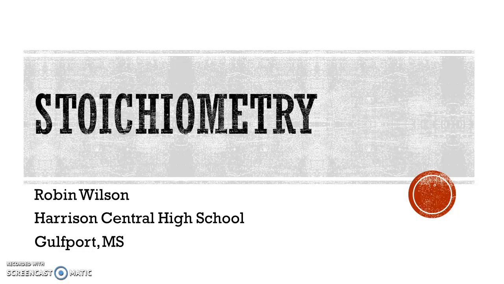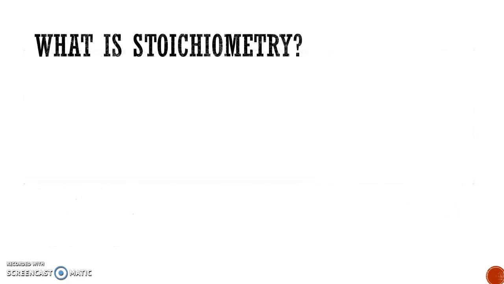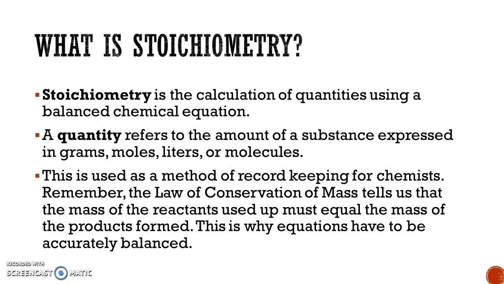I have designed this tutorial to help students that are having difficulty solving 1, 2, and 3-step stoichiometry problems. Before we begin, let's review some stoichiometry basics. Stoichiometry is a method of record keeping used by chemists to calculate the quantity of one part of a chemical reaction based on the given of another part of the same chemical reaction.